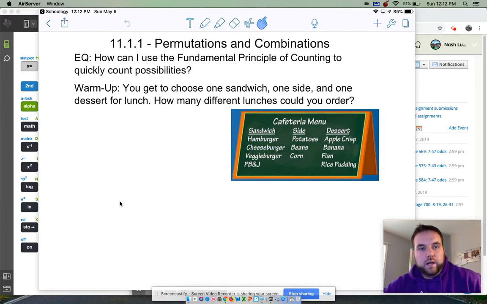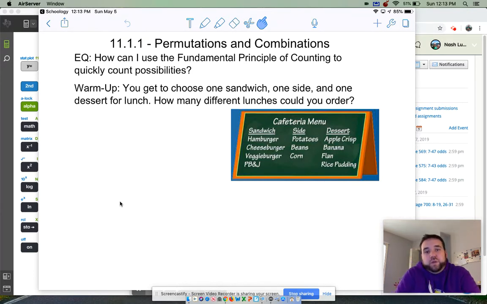All right. Chapter 11, which is our second to last chapter of the trimester, starts out with a section called Permutations and Combinations. Our EQ is: how can I use the fundamental principle of counting, which is actually backwards, it should be the fundamental counting principle, to quickly count possibilities?